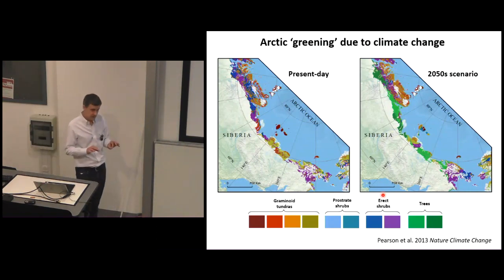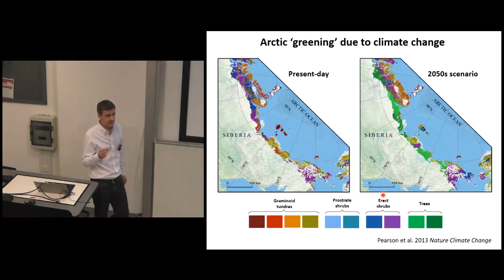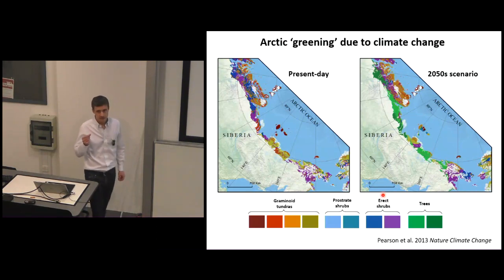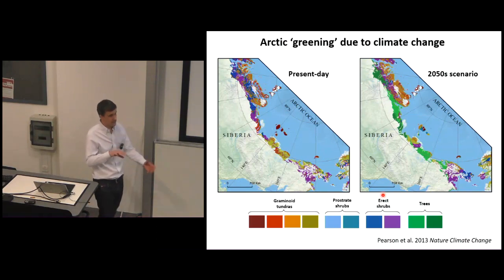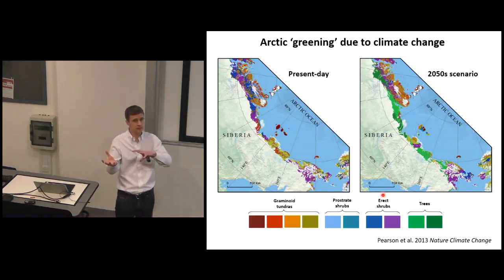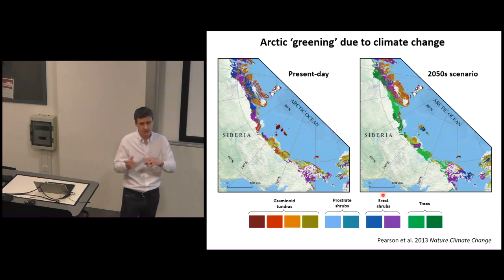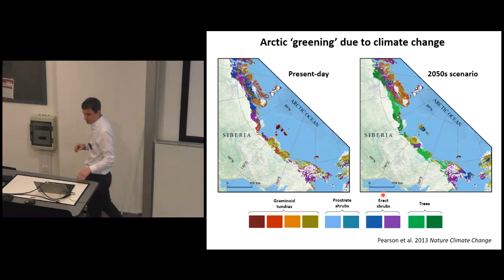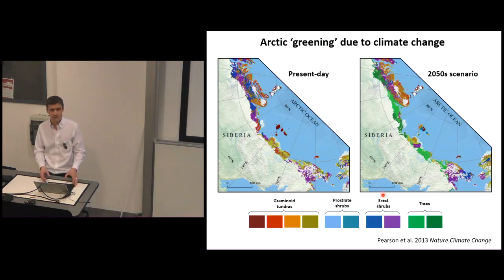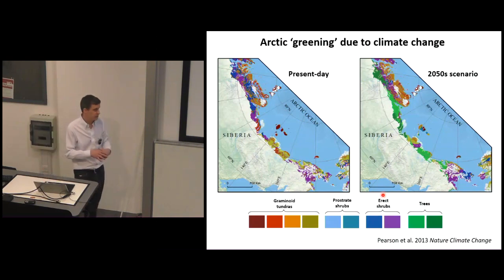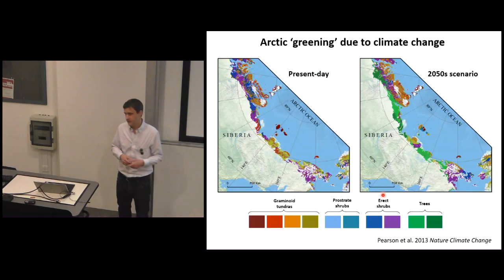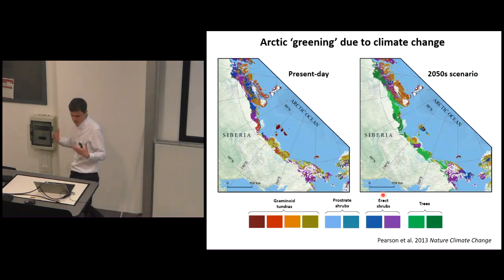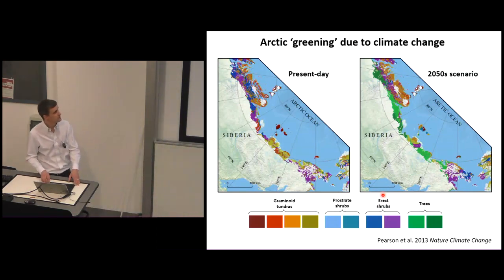But overall, across lots of different simulations, the models were predicting that at least half of the vegetated areas would actually switch to a different physiognomic class of vegetation under these future scenarios, with in general larger shrubs expanding while the smaller shrubs lose area. So we can come up with these predictions of changes in different types of vegetation across the Arctic moving forward.